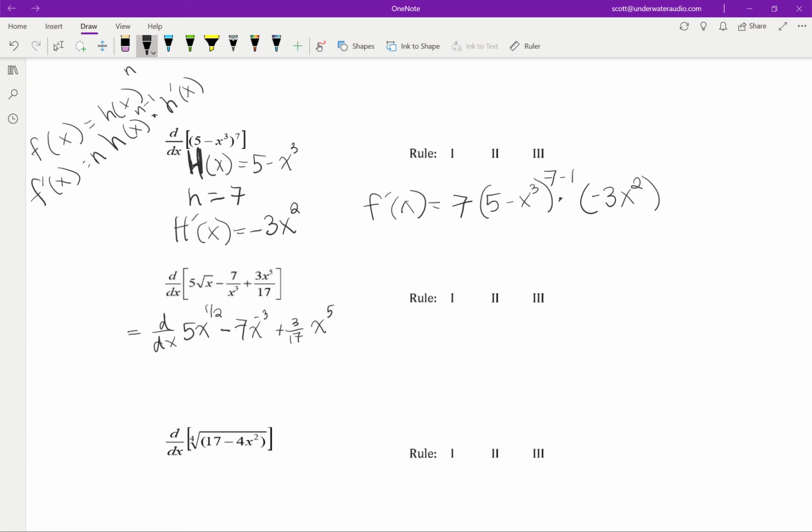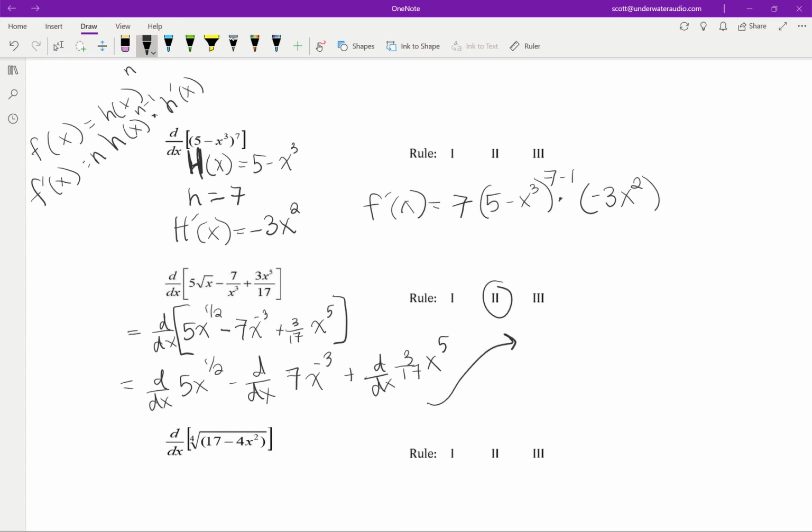Okay, rule number 2 says that when I'm adding or subtracting, instead of trying to do this whole thing all at once, I can break it up into smaller pieces and instead do each derivative separately. So 5x to the 1/2 minus the derivative of 7x to the negative 3 plus the derivative of 3/17 x to the 5th. And then this is actually not bad from there. I can take the derivative of each one of these things.